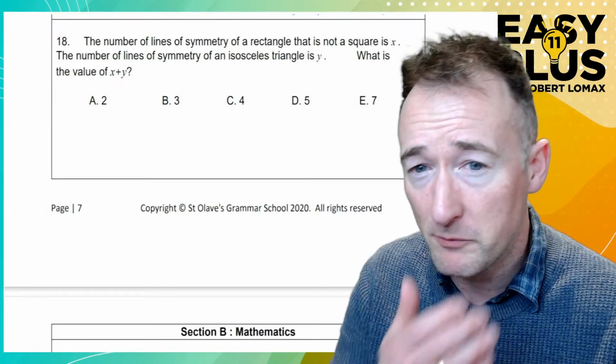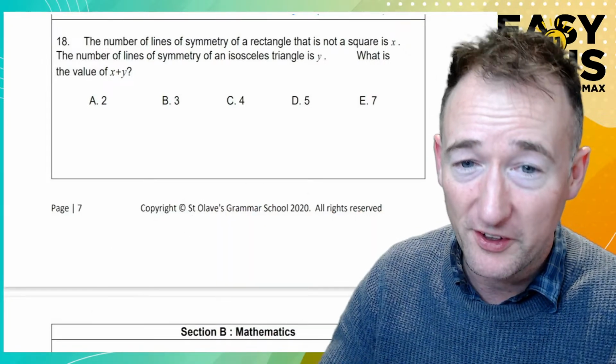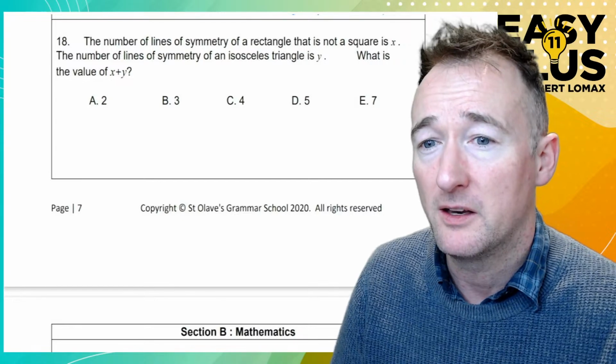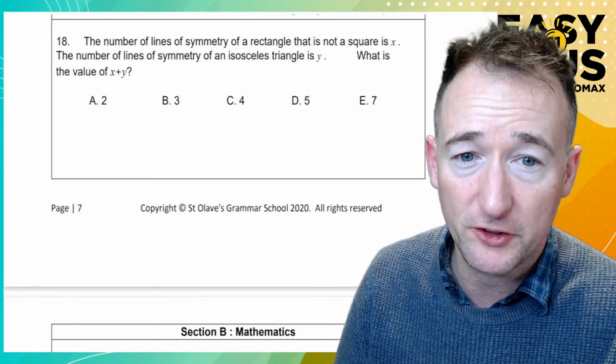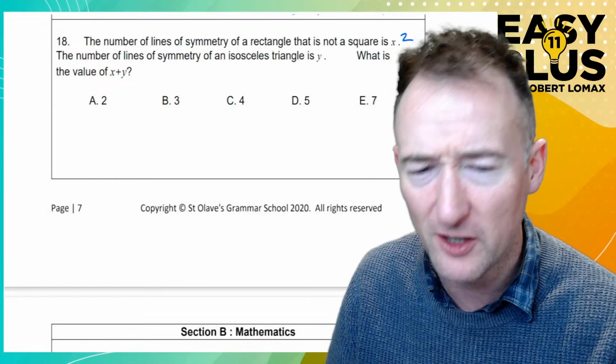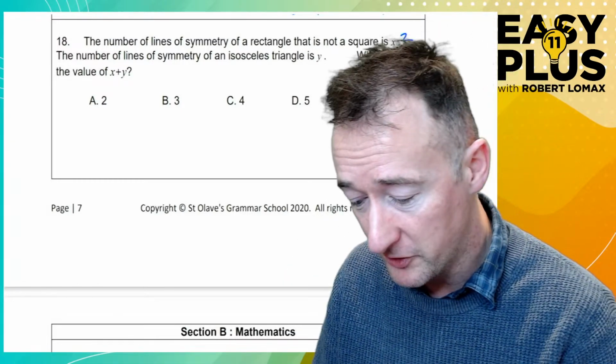The number of lines of symmetry of a rectangle. Now you'll see, I think, how when you're doing multiple choice, you can just write the working in a way that suits you. It doesn't need to be set out for the examiner. Number of lines of symmetry of a rectangle that is not a square is x. Well, I immediately know that that's 2 lines of symmetry. Hang on a sec, how do I know that? Right, that's all I'd write in the exam for this, but I'm just going to do this to make it clear to you.